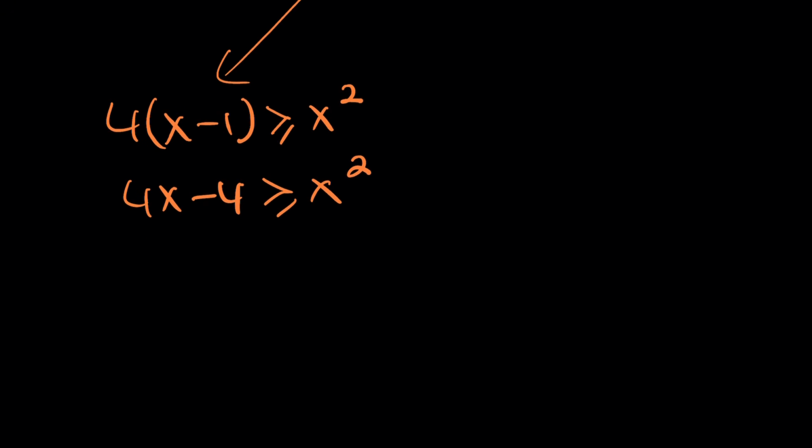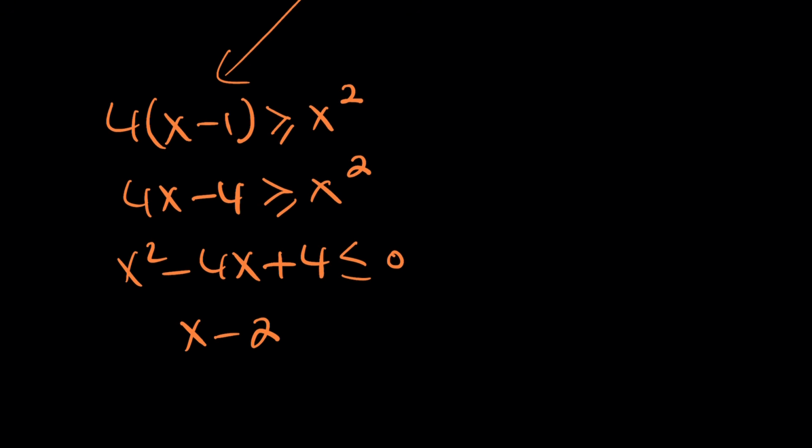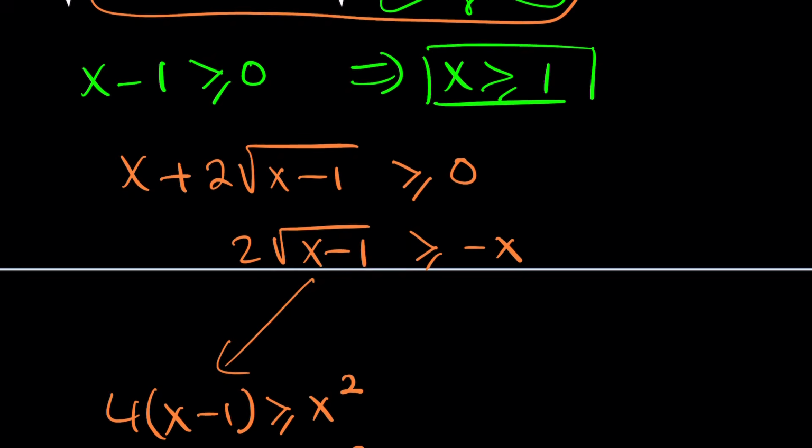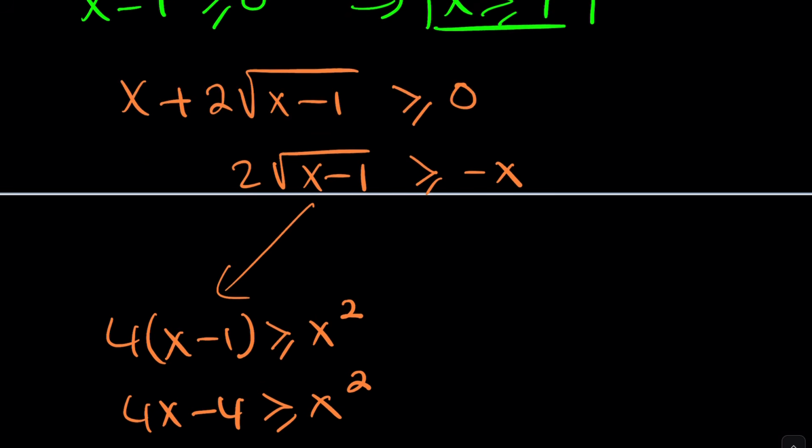Let's bring everything on the same side and kind of flip sides here. X squared minus 4x plus 4 is less than or equal to 0. By the way, this is a perfect square in case you haven't noticed. And what does that mean? How can a perfect square be less than 0? It can't be less than 0, but it can be equal to 0, in which case x has to be 2. So from this branch, the only valid value for x is x equals 2.